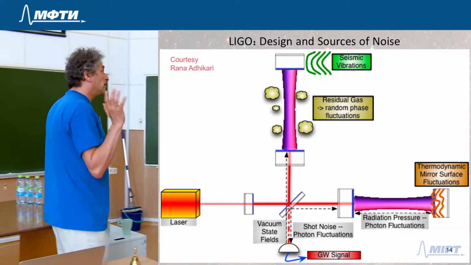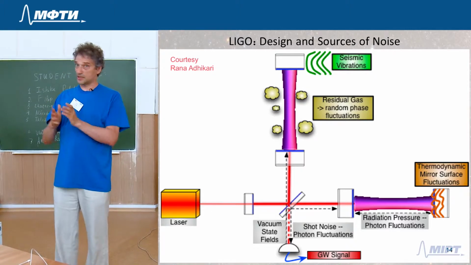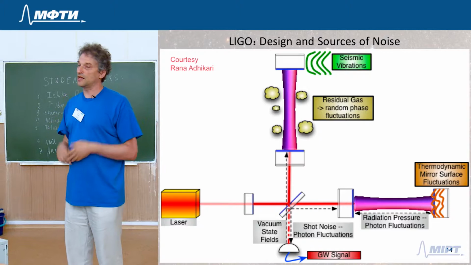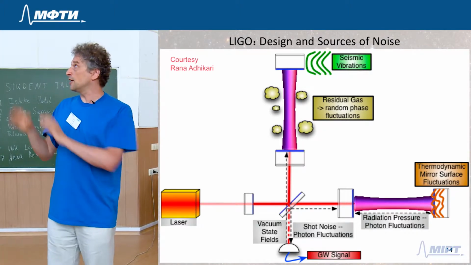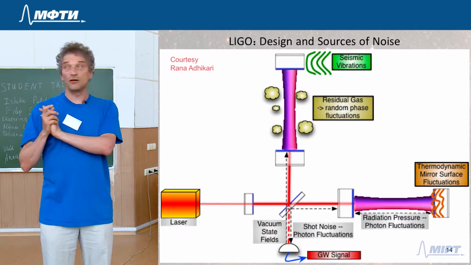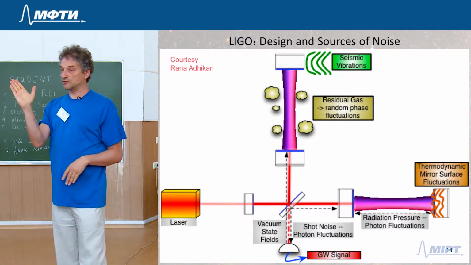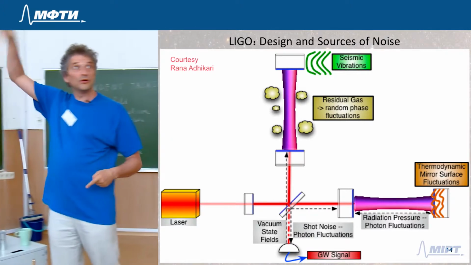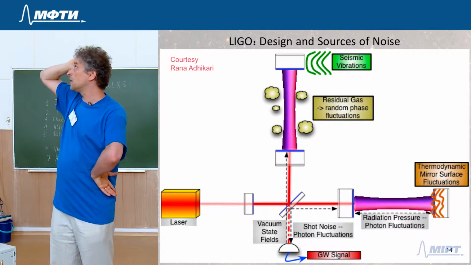So let me talk a little bit about the design of the instrument. It's a simple Michelson interferometer in some sense, but in other senses, it's not so simple. You have two arms. Each arm, like I said, is 4 kilometers long. You have a beam splitter which splits light coming from the laser into two components. One component goes into one of the arms. The other component goes into the other arm.